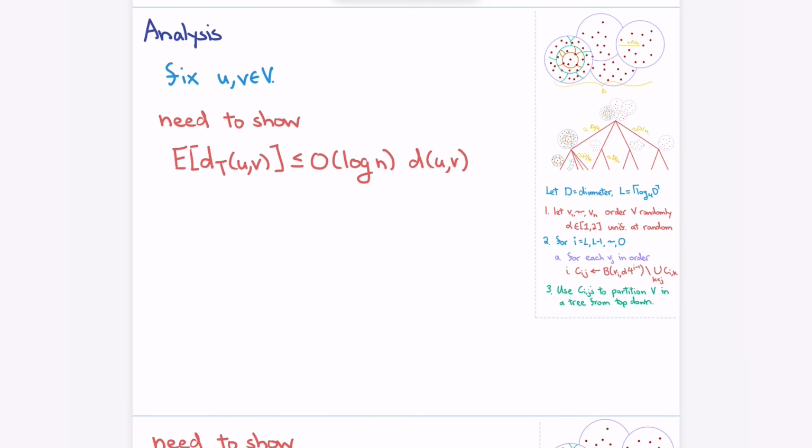Okay, so that's the algorithm. Now, what we need to show is that for any particular vertex, the distance in the tree, so I'm writing d sub t to be the distance that's assigned by this scooping process, is at most log n times the true distance in expectation. That's the claim.